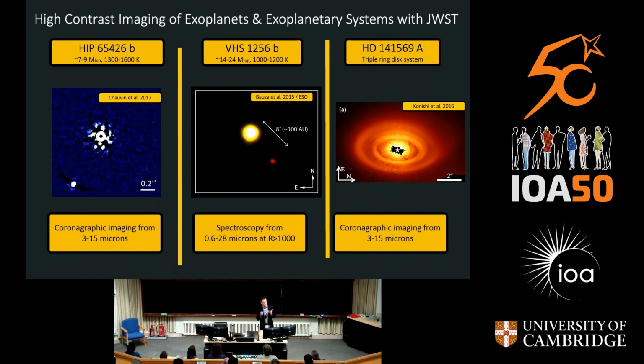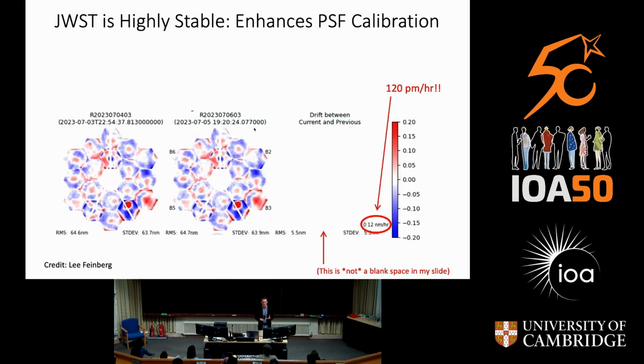But one of the things that we learned very early on in the mission, which is very good news, is just about the stability of JWST. It's interesting because JWST in many senses was sort of designed to be this very stable infrared telescope with a lot of cosmological applications, but it turns out that's perfect for exoplanet science as well.